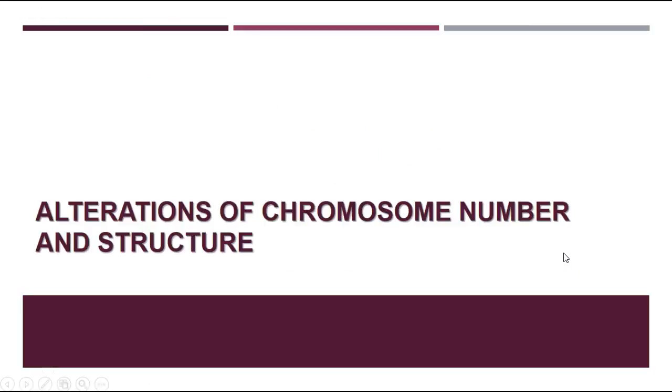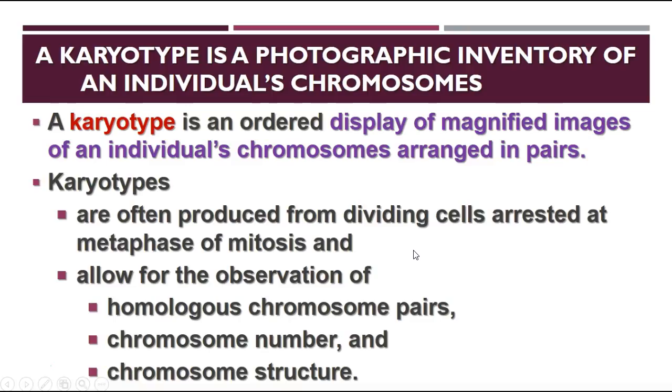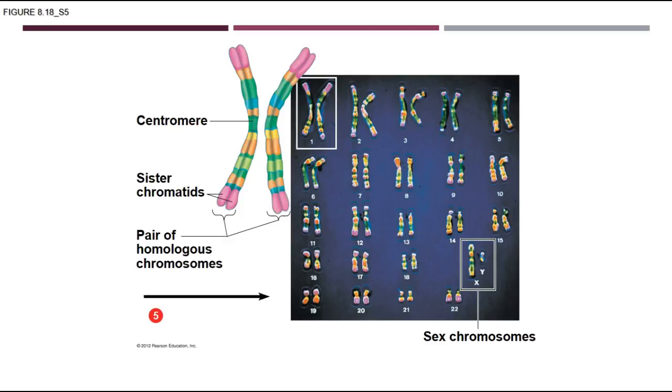Some other things that can happen, sometimes there are mistakes that happen, and this is a type of mutation called chromosomal mutations. And so we'll see some examples here of things that can happen with that. When you look at chromosomes, this is called a karyotype. A karyotype is the display of the images of the chromosomes arranged in pairs. Usually they're produced during dividing cells in metaphase, and that lets you look at the homologous chromosome pairs and the chromosome number and structure.